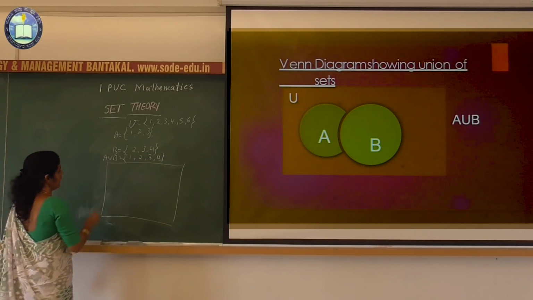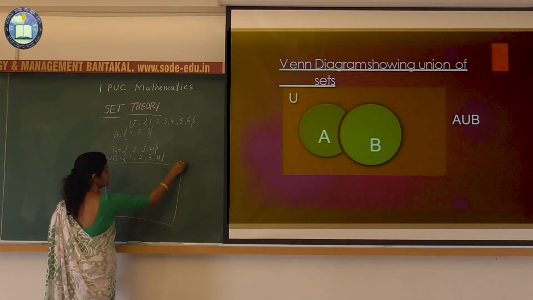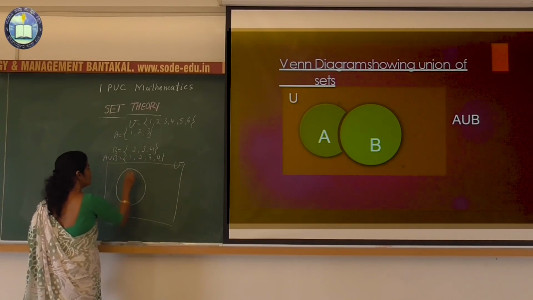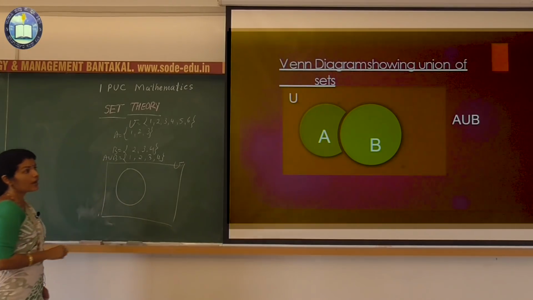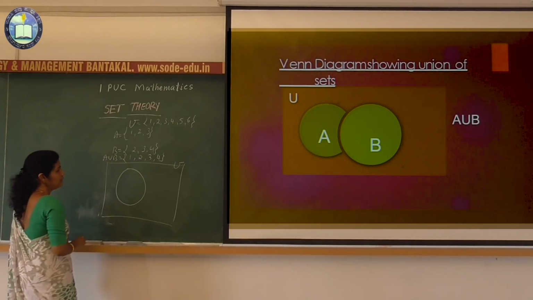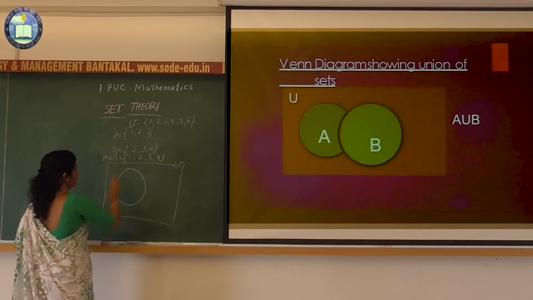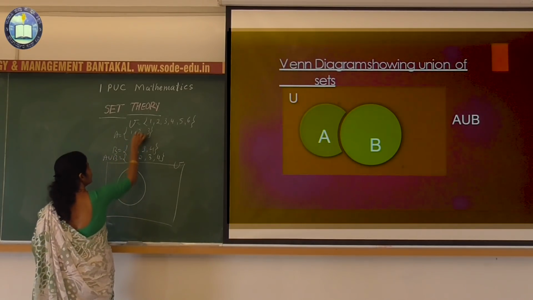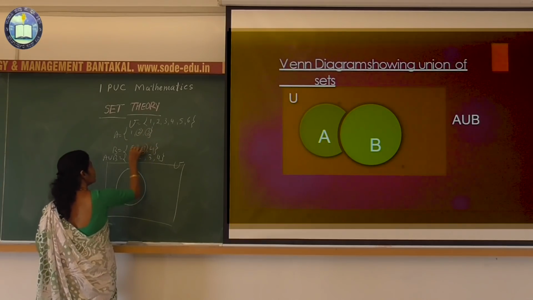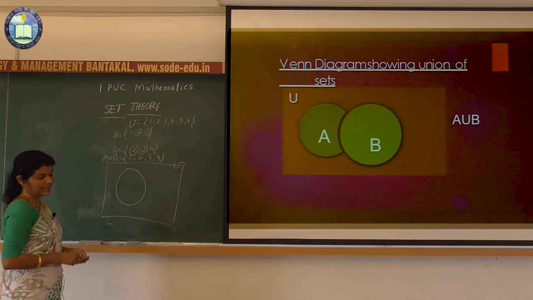Now, if you check with the diagram, this is the universal set. You have two sets, A and B. Now just check whether common entries are there or not. 1 is not there, 2 is there, 3 is there. So first you have to point out the common elements.